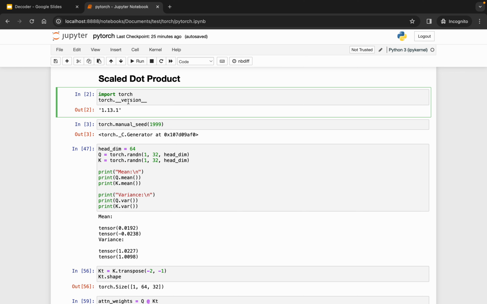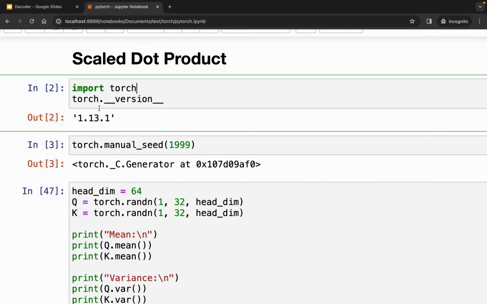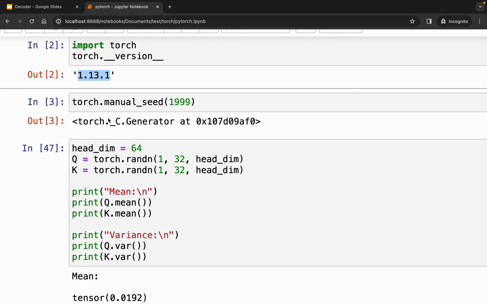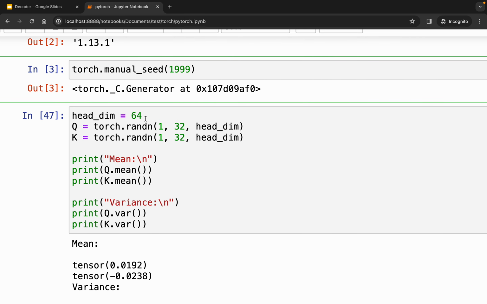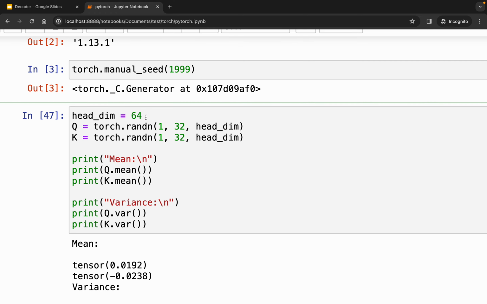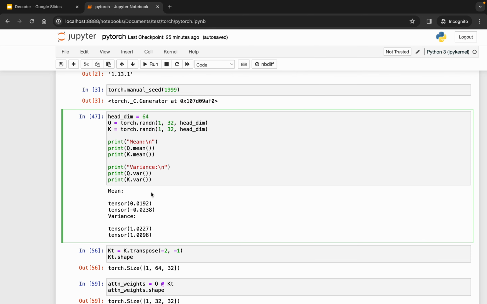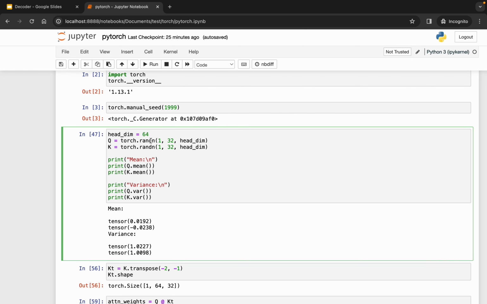For example, I've just taken torch, and the version I'm using is 1.13. It doesn't matter which version you're using here, and I'm setting the seed to 1999. I just took the BERT example because whatever I'm going to implement here has nothing to do with the decoder block, but this is the explanation of why we should divide by square root of d. Of course, there are many papers mentioning that dividing by square root of d actually won't help, right?